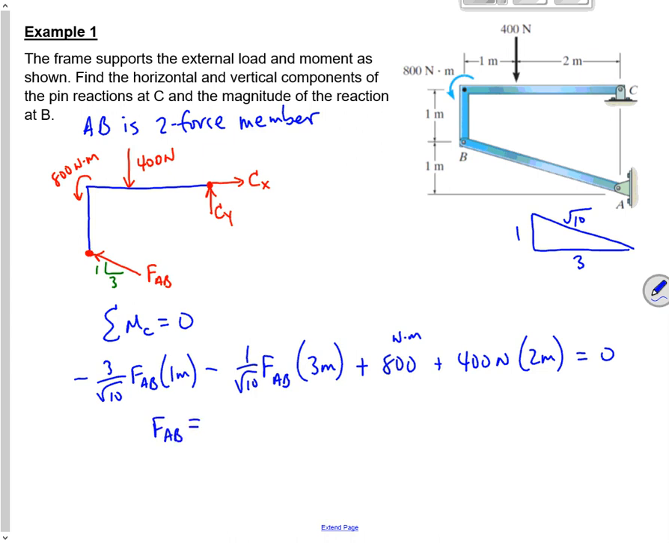And if I solve all that, I get 843.3 newtons. Or I could just say FAB is equal to 843, 3 significant digits. So that's the magnitude of the reaction at B. That's part of what they asked me.